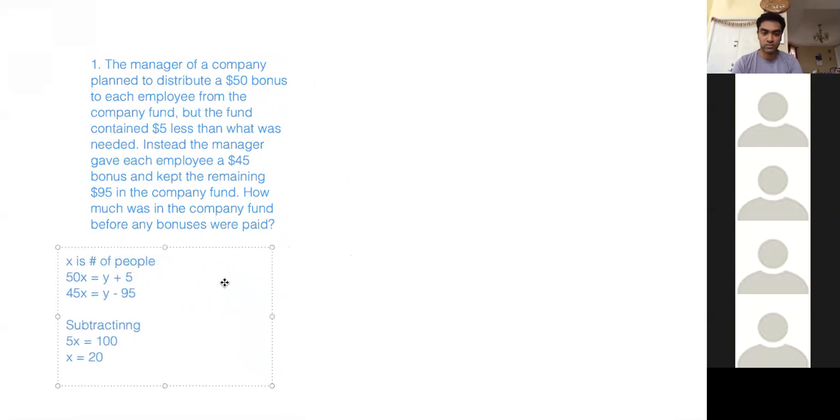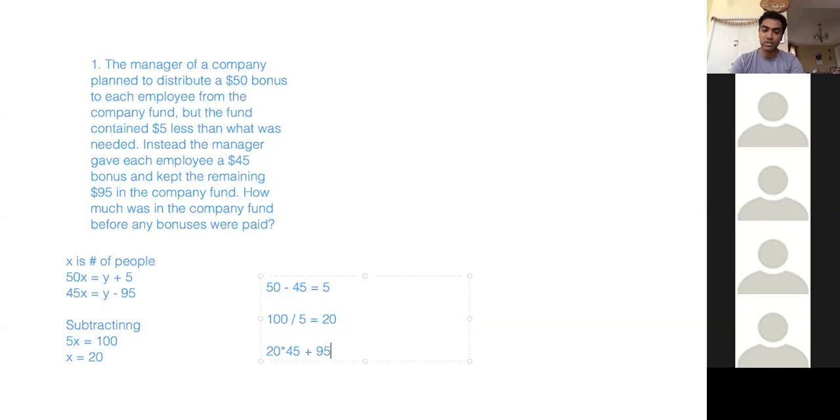I subtracted 45 from 50 to get 5. And then I took that and saw the number of dollars for each bonus. Once I added 5 and 95, I got 100. And then after that, I divided 100 by 5 and got 20 employees. And then I multiplied that by 45 and added 95 to get 995.